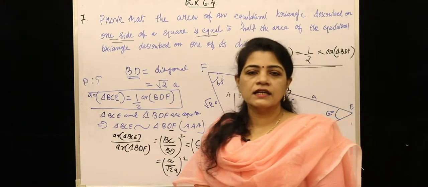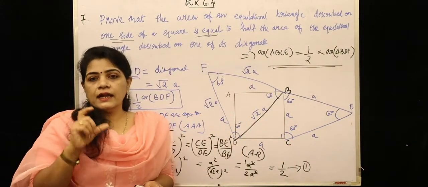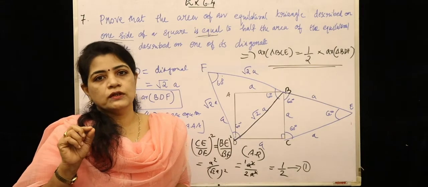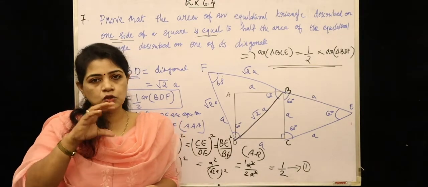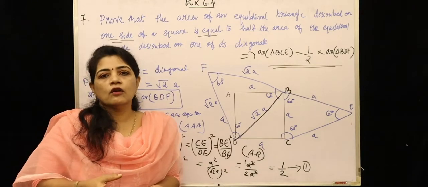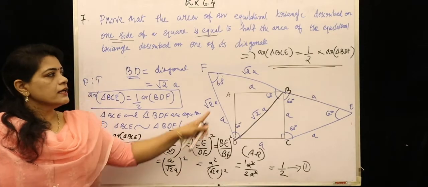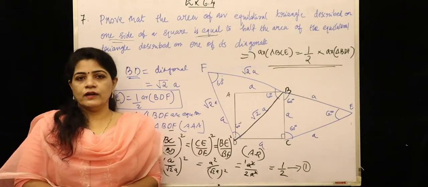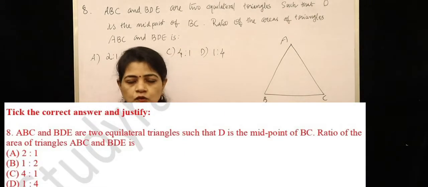This proof is clear, children. We have only applied the result that the diagonal of the square is root 2 into A, and by the area ratio theorem you can equate these two areas equal to the square of the ratio of their corresponding sides. Hence we can easily reach the required answer. Is it clear? Now we are solving the 8th question.